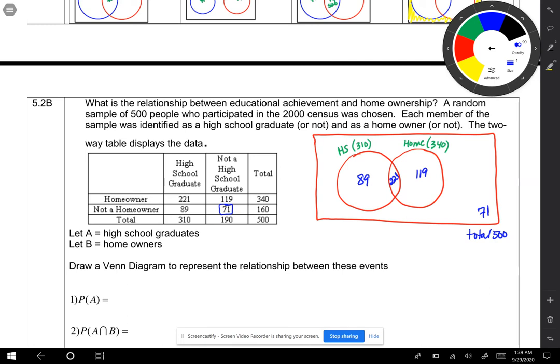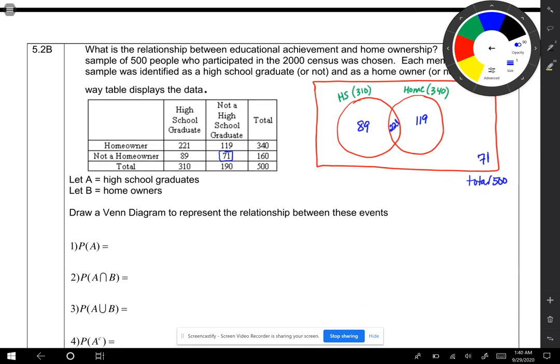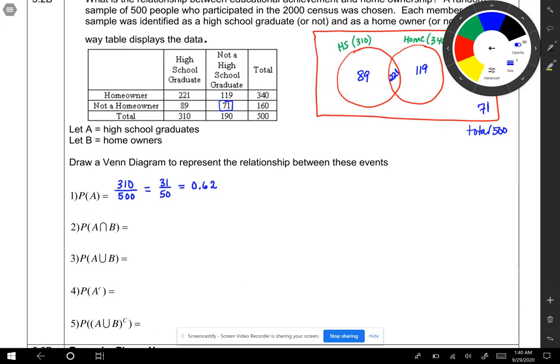So we drew the Venn diagram, and now we're going to use either one to answer these questions. So the probability of A happening, so that's being a high school graduate, is going to be 310 out of 500. And reduce your fraction. So that's 31/50ths. And you can go a little further if you want it in decimal, and it makes it easier for us to comprehend it. So that's 0.62.